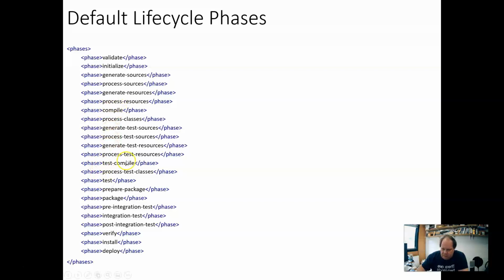You've got a test compile phase which compiles test code, and you've got a test phase which runs unit tests, the unit tests specified in the source test Java folder. The package phase here does the packaging. The install phase is an installation step, which we will come to later, and the deploy phase essentially deploys your packaged product and releases it for external use.